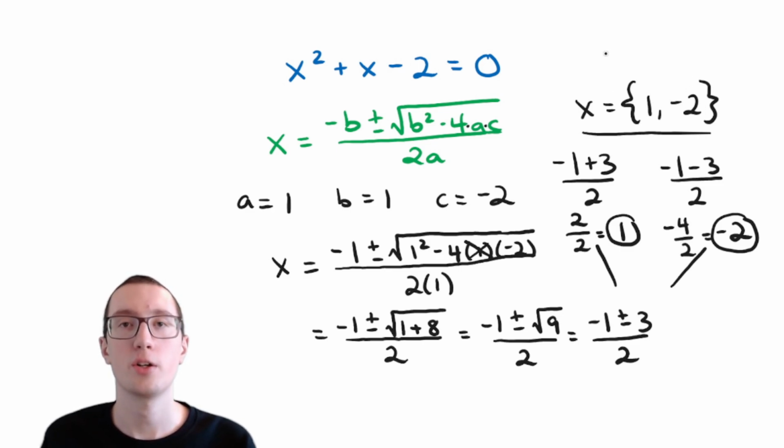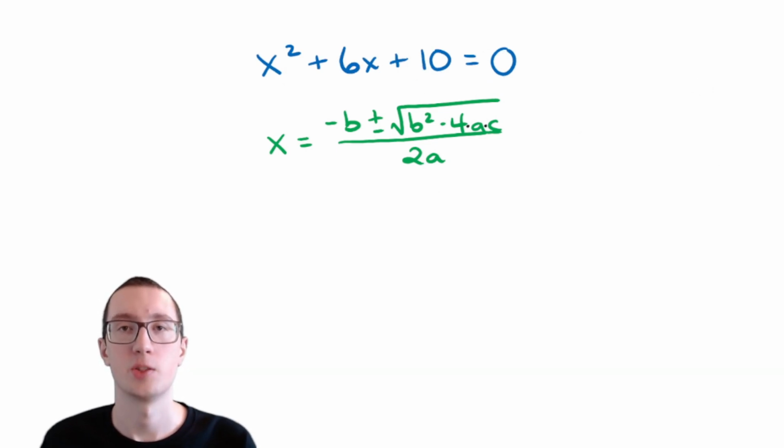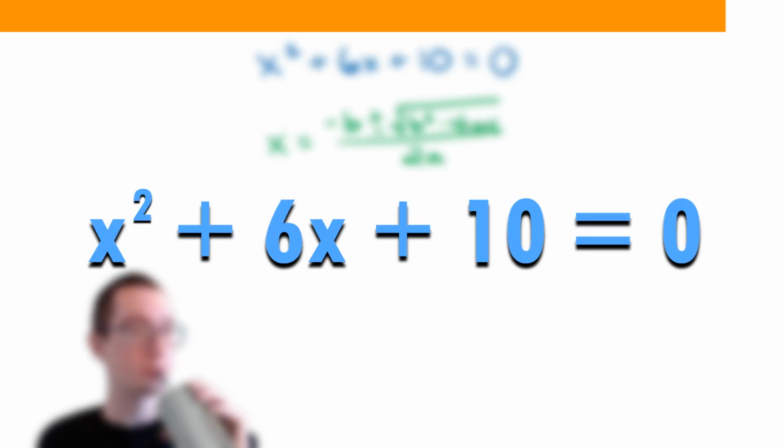And if you wanted to check your work, you can plug in 1 and -2 back into the equation and see if you get 0. All right, here's another example, and as promised, this one is going to have imaginary numbers, but you'll still do it the same way as before. So if you're feeling up to it, go ahead and pause the video, try to solve this one for yourself, and then unpause and see how you did.